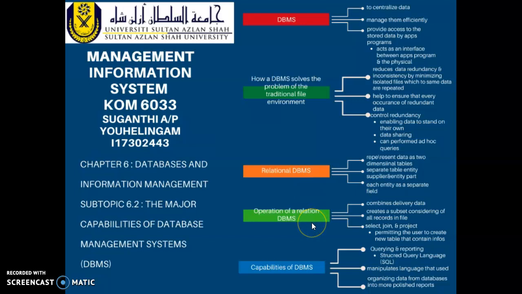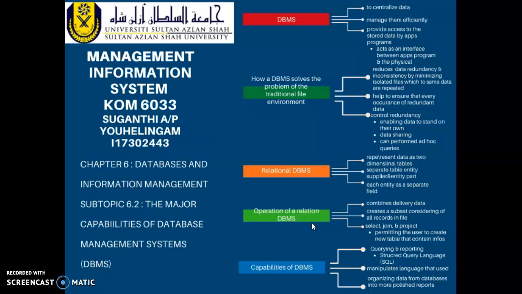Fourth is the operation of a relational DBMS. Relational database tables can be combined easily to deliver data required by users, provided that any two tables share a common data element. Suppose we want to find the name of the supplier who could provide us with a certain part number. We would need information from two tables, the supplier table and the part table.